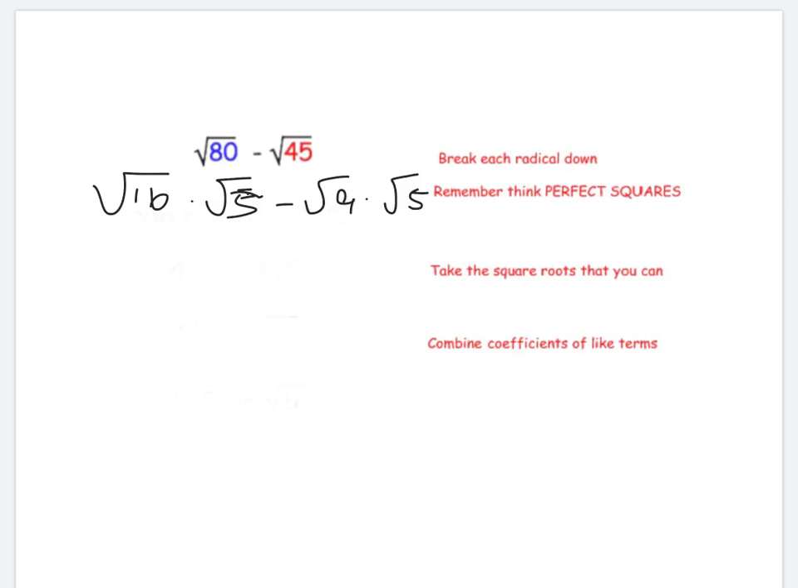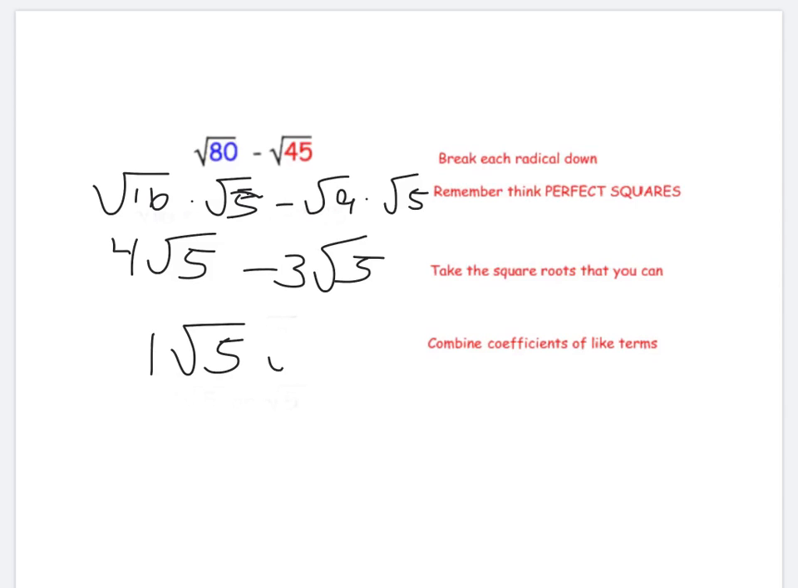I could take the square roots that I can, so I know the square root of 16 is 4, so I would have then 4 square roots of 5 minus the square root of 9 is the one I can take over here, so that's 3, and then I don't know the square roots of 5. So I'd have 4 square roots of 5 minus 3 square roots of 5. Now I can combine my coefficients, 4 minus 3, which gives me 1. So my answer would be 1 square root of 5, or just the square root of 5.